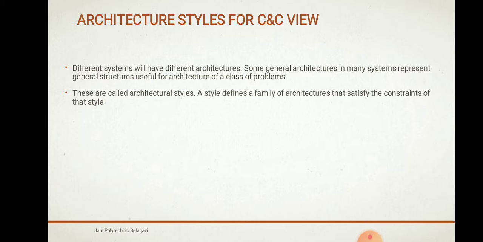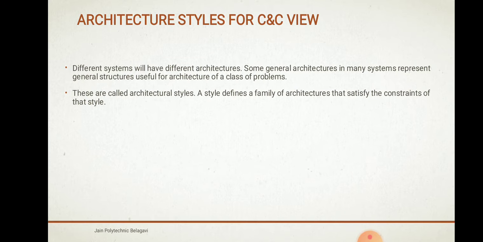Different systems will have different architectures. Some of the general characteristics in many systems represent general structures. These are called architectural styles. A style defines the family of architectures that satisfy the constraints of that style.